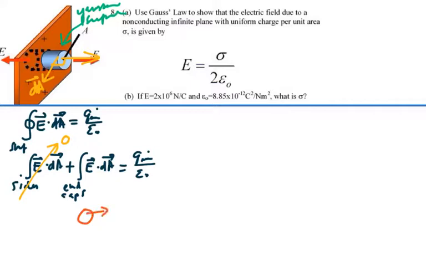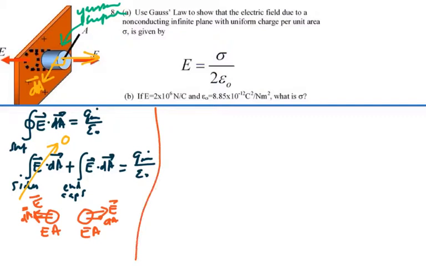And through one end cap we have an E field in the parallel direction with the area vector, and through the other end cap we have an E field in a parallel direction with the area vector. So the flux through one end cap is EA, and the flux through the other end cap is EA. So our total flux is going to be 2EA. And that's going to be equal to the charge enclosed divided by epsilon naught.